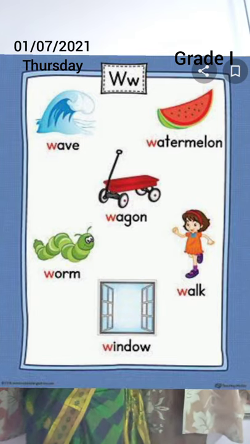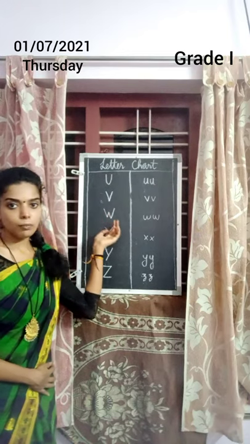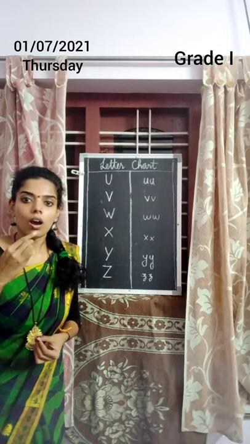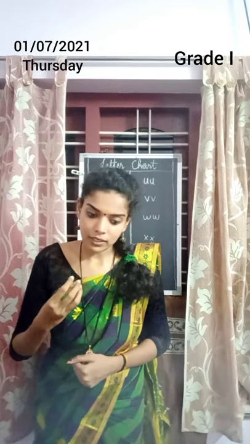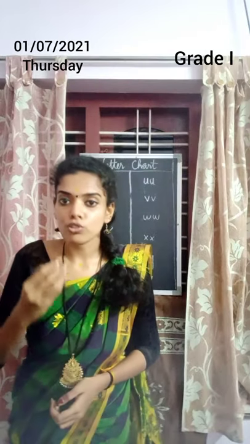Walk: W-A-L-K, walk. So the alphabet is W, and the sound of W is walk, the wa sound. So the words are wake, watermelon, wagon, warm, walk, window.